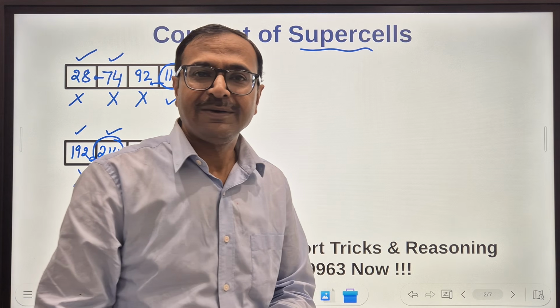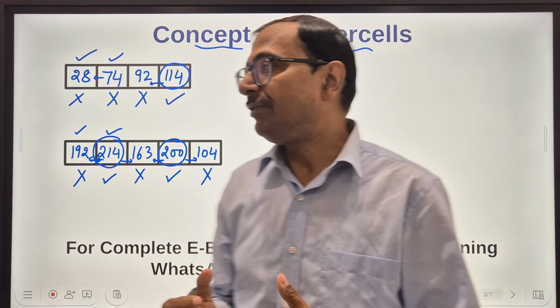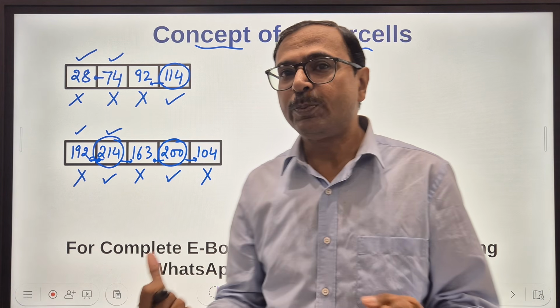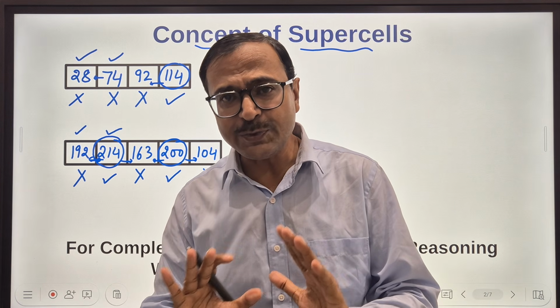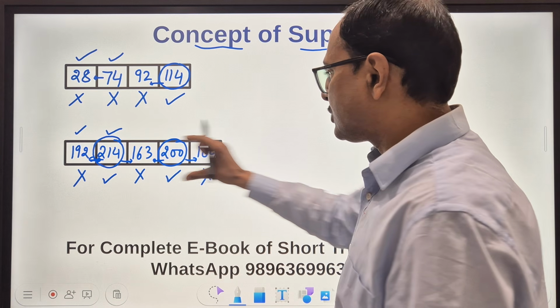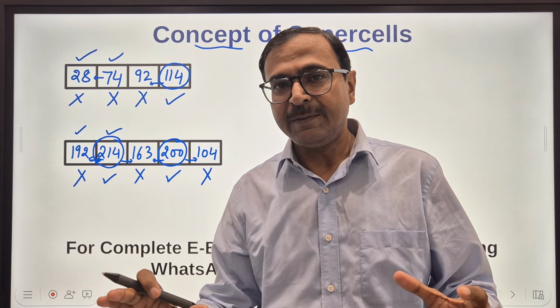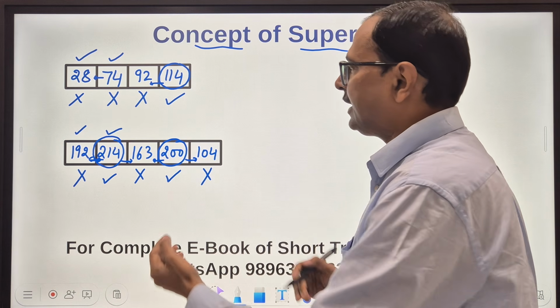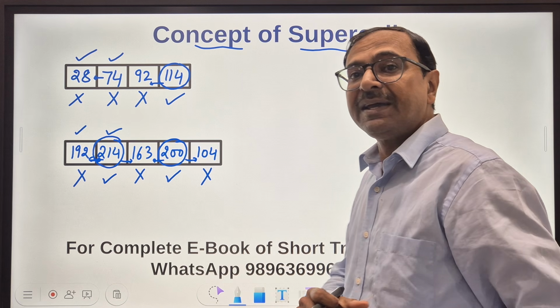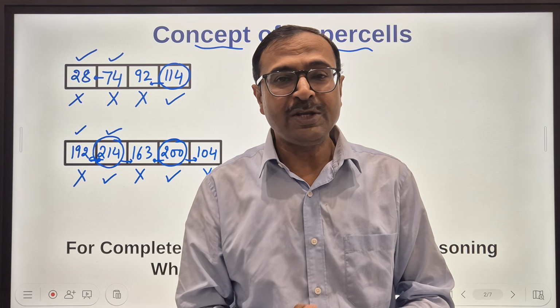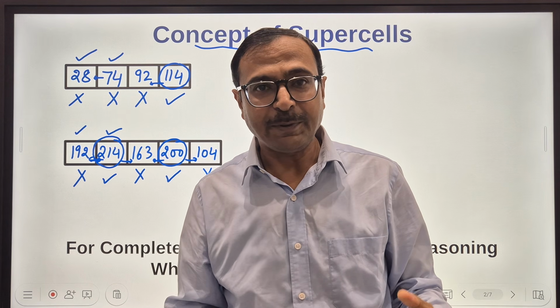But can we write a rule through which we can identify how many supercells will be there in a particular grid? So for this video, I am going to take only the horizontal row. That means the row might contain maybe 3 cells, 4 cells, 5 cells, or even 10 cells. Can we find out a rule for how many supercells are there in that particular grid?